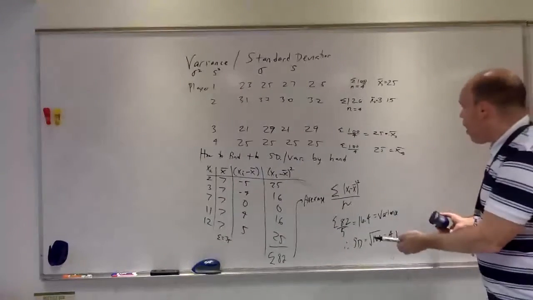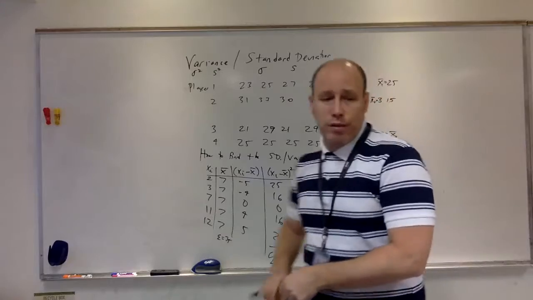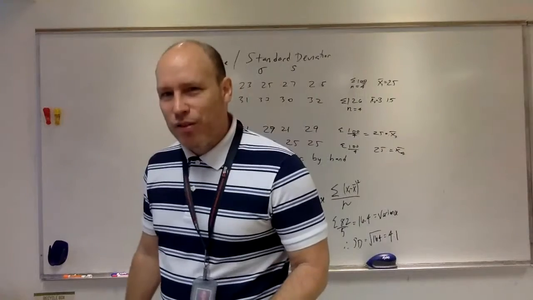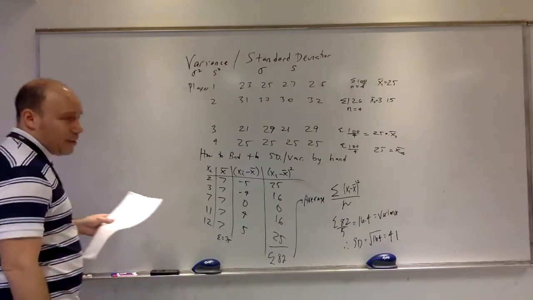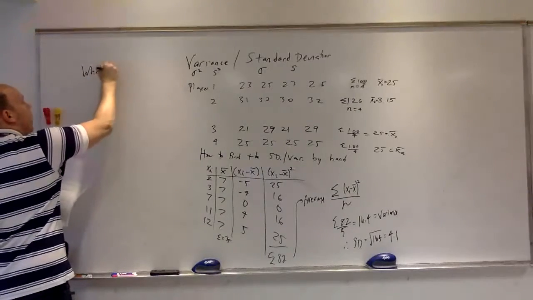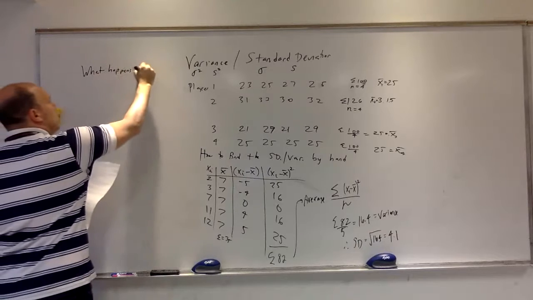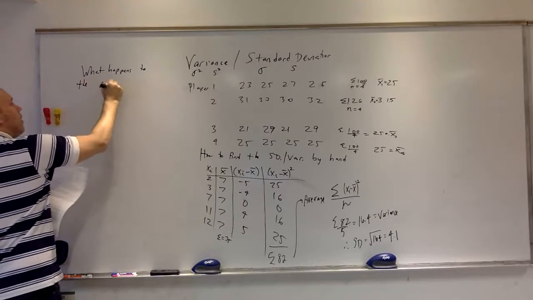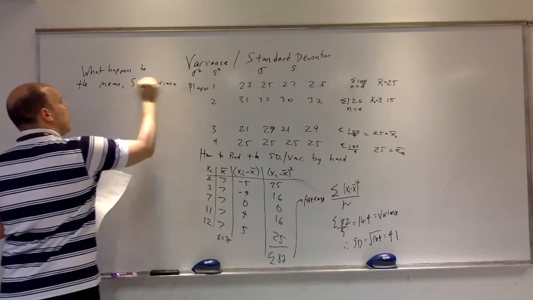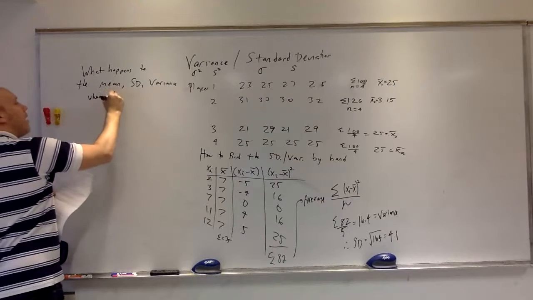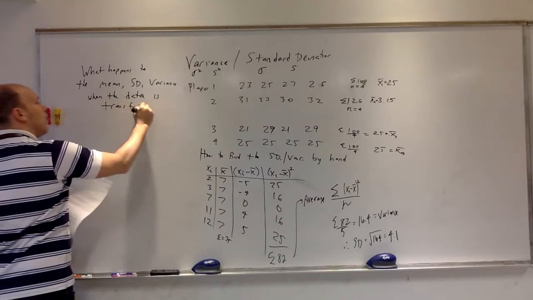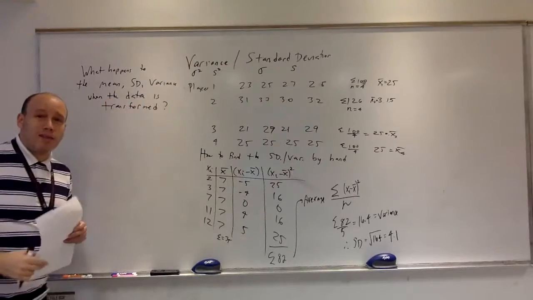So get this down. I'm not going to erase, I'm going to do it to the side. I want to know what happens to the variance and the standard deviation and the mean. So what happens to the mean, standard deviation, and variance when the data is transformed? That's what I'm interested in.